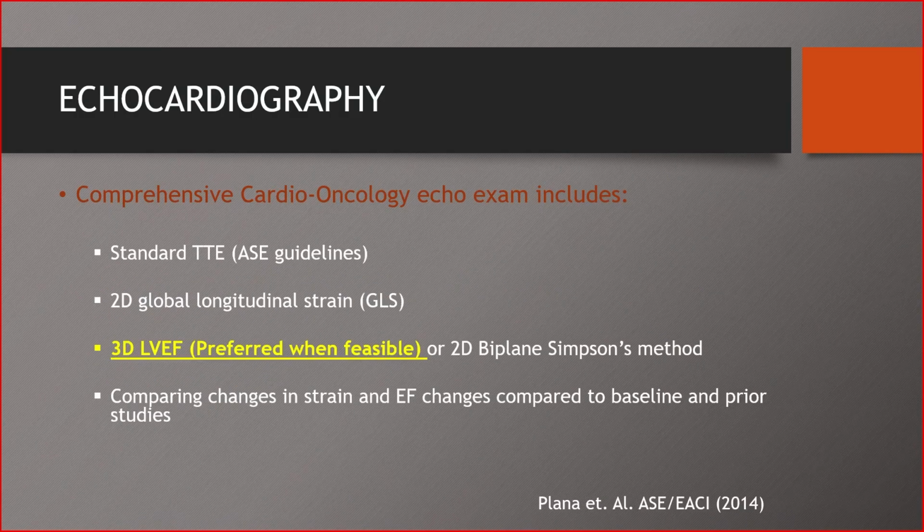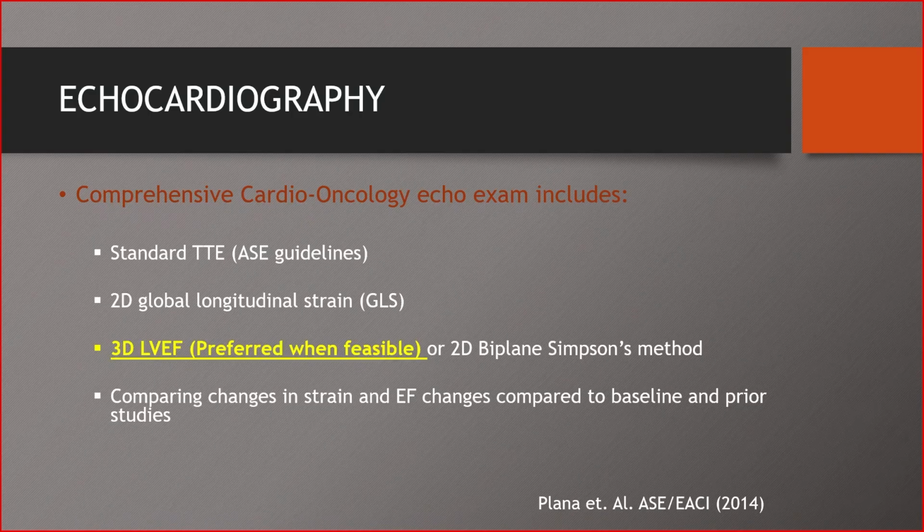All right, so the first modality that I'm going to be talking about will be echocardiography. According to the American Society of Echocardiography, the recommendation for a comprehensive cardio-oncology exam will include your standard TTE, which follows the ASE guidelines. So you'll get the long axis, short axis, apical 4-chamber, 2-chamber, and 3-chamber views. And then on top of that would be to obtain a 2D global longitudinal strain. I'm going to be talking a little bit in more detail about that in a second.